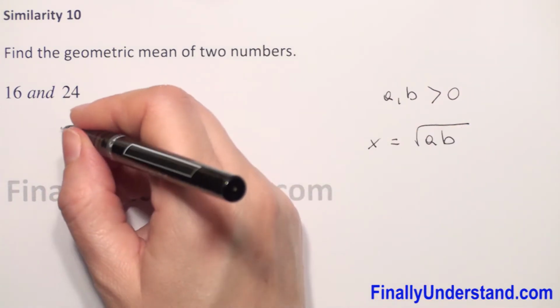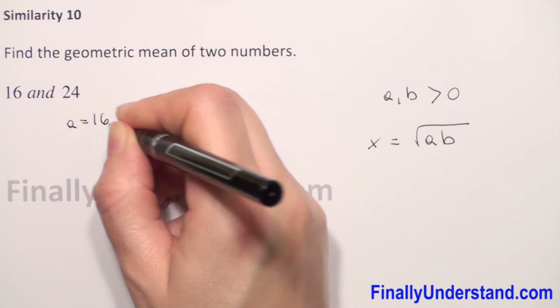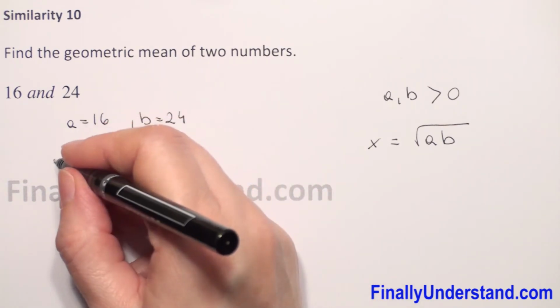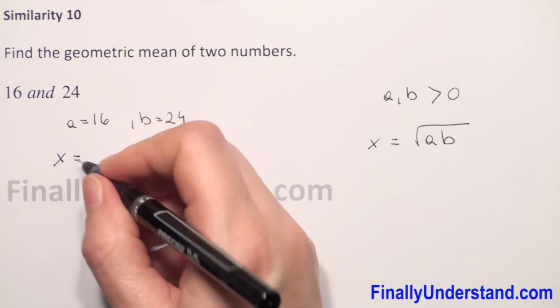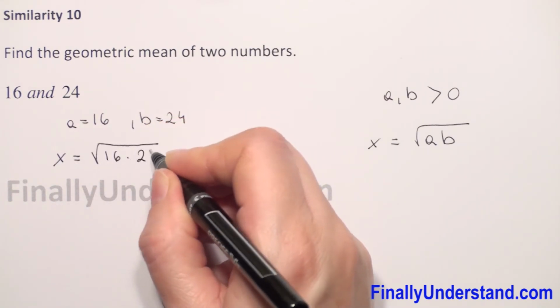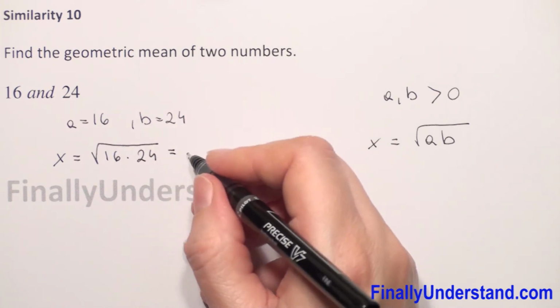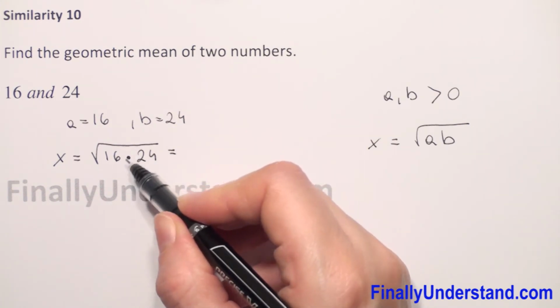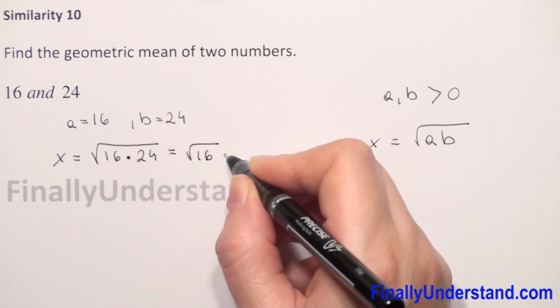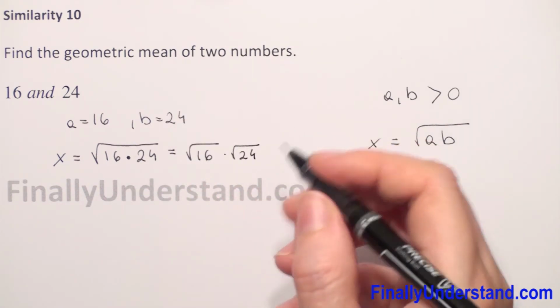In our example, A is equal to 16, B is equal to 24. So the geometric mean will be equal to the square root of 16 times 24. We can have multiplication under the square root, so we can rewrite this as the square root of 16 times the square root of 24.